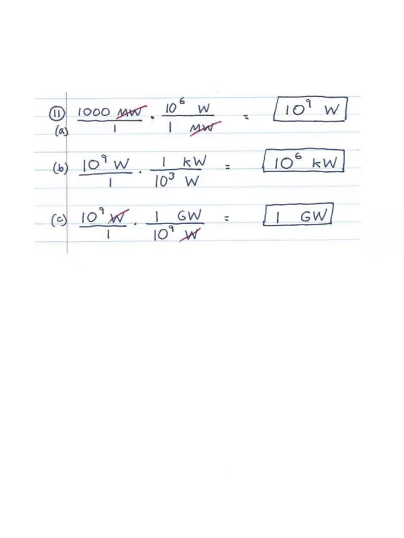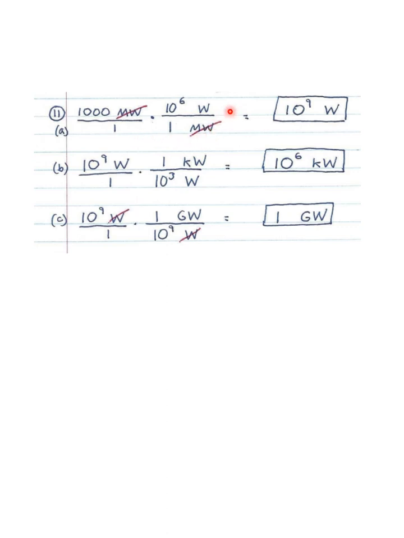We'll start with problem number 11. It says the power output of a typical large power plant is 1,000 megawatts. Express this result in watts, kilowatts, and gigawatts. We're going to start with the given information, 1,000 megawatts, and since it's not already a fraction, we'll make it one by putting it over 1, and we want to convert this to watts.